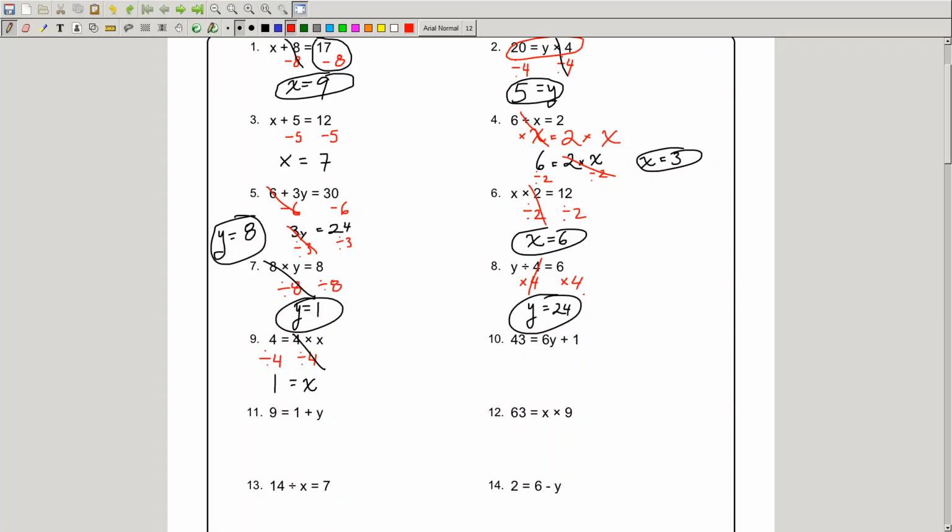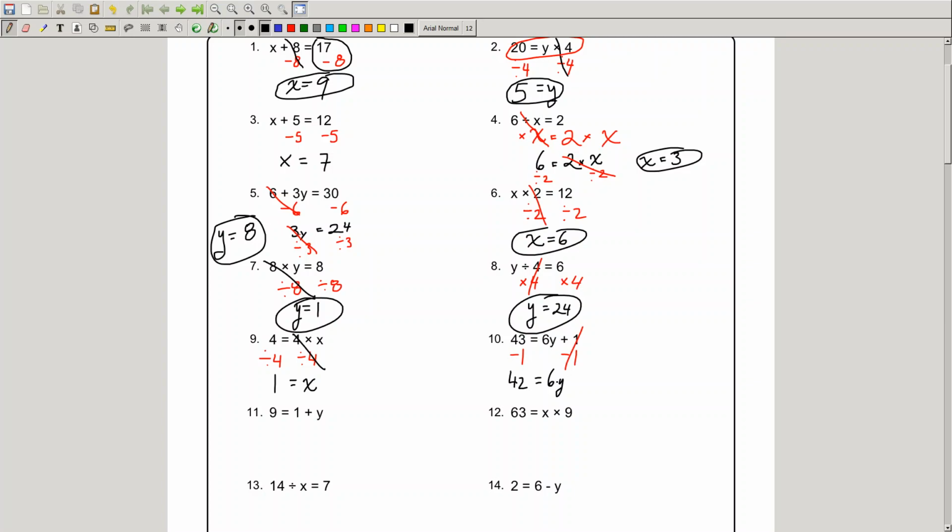Here, I've got multiple steps. So first, I'm going to do subtraction or addition first, then multiplication or division, then exponents and brackets. I don't have to worry about exponents or brackets here. I don't see exponents or brackets. Cool. So what I'm going to do is subtract. Because I see an addition, I'm going to do the opposite. I'm going to subtract. And that'll cancel. And I've got 6y equals 43 minus 1, which is 42.